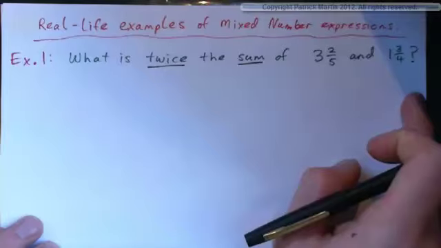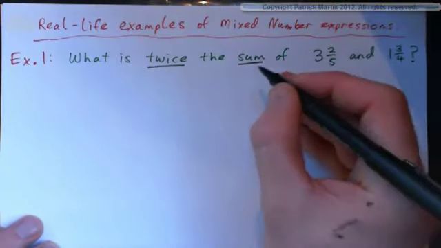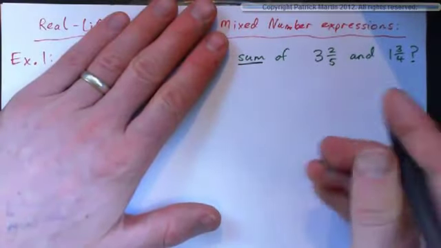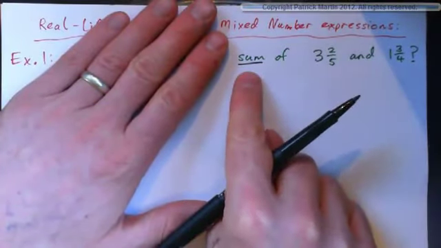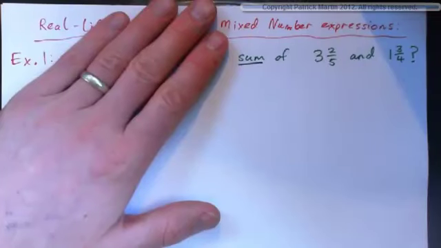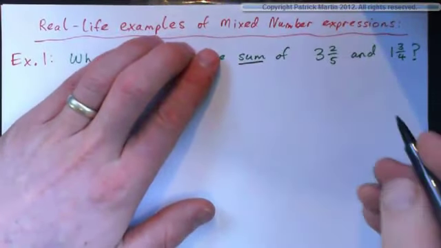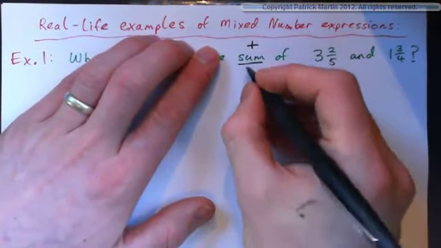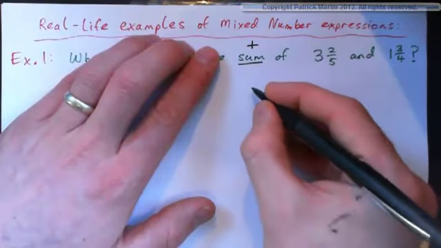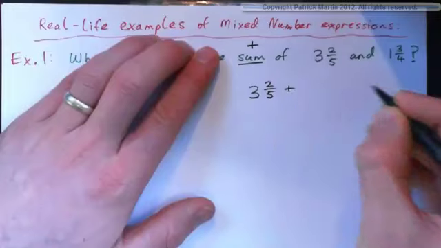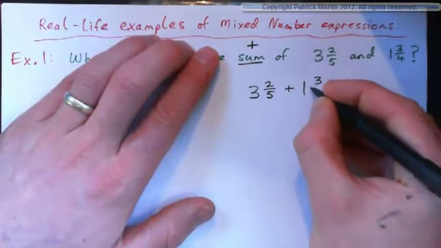Twice the sum of this and this. Now the trick here is just to begin, forget about that part, just begin and get the sum of this and this. Now, does sum mean add, subtract, multiply, or divide? What does sum mean? To find the sum of that, doesn't it mean add? Sum always means add. Okay, so I'm going to go 3 2/5, and I'm going to add 1 3/4.